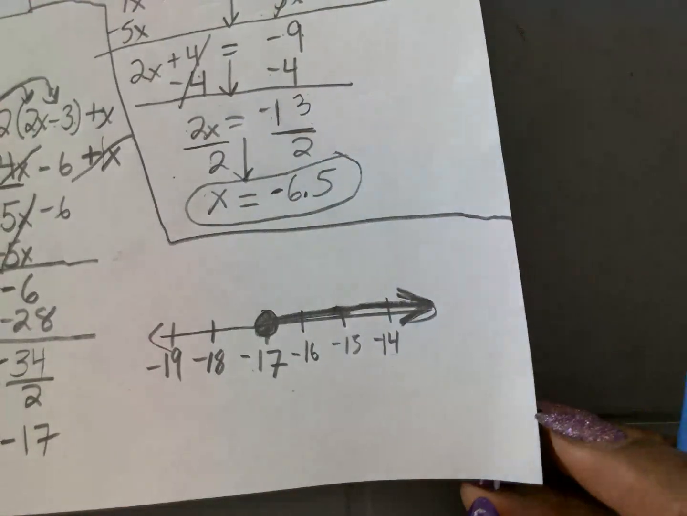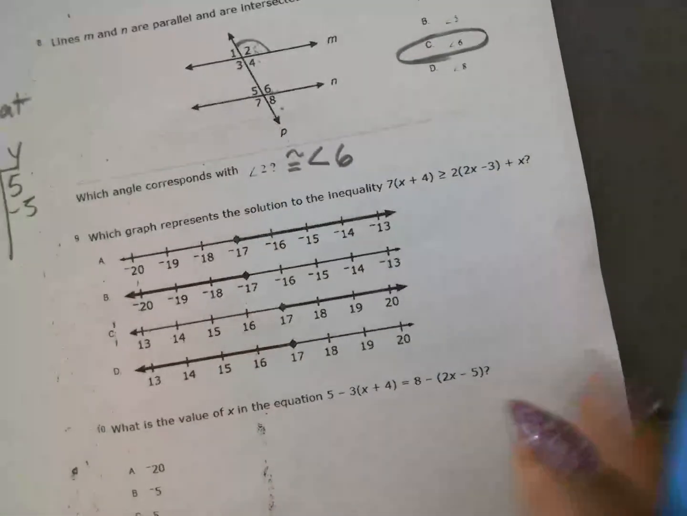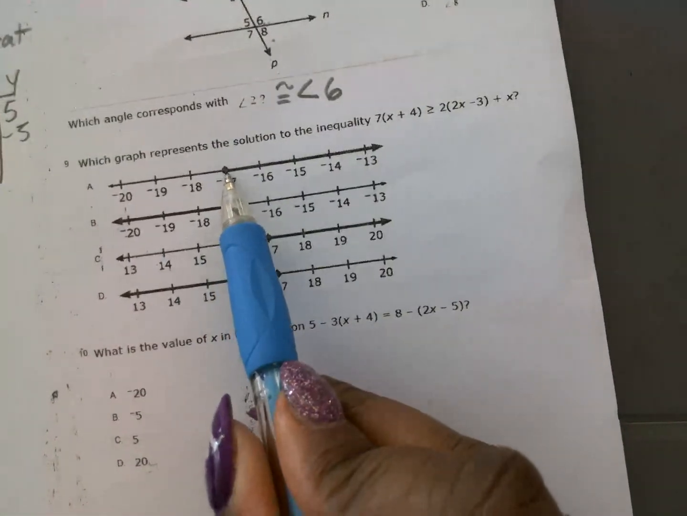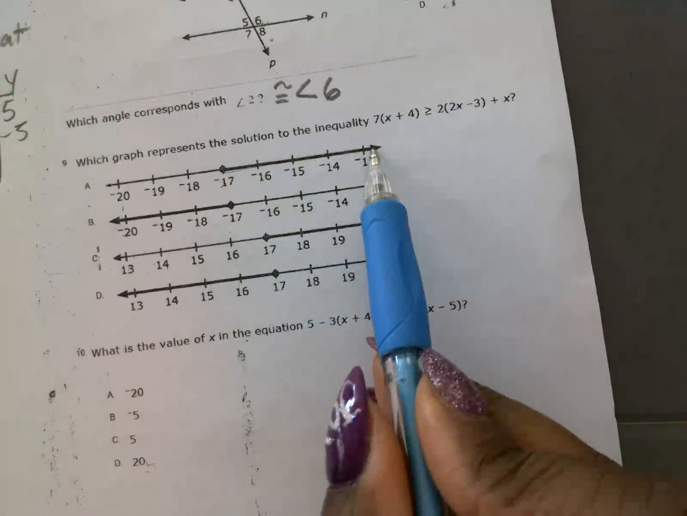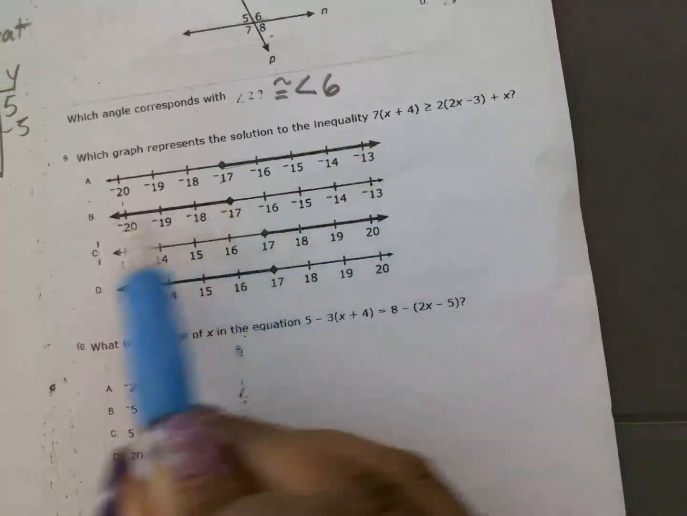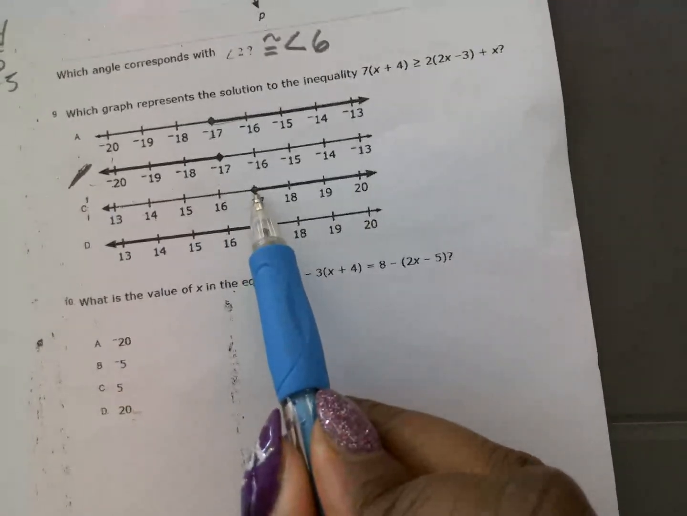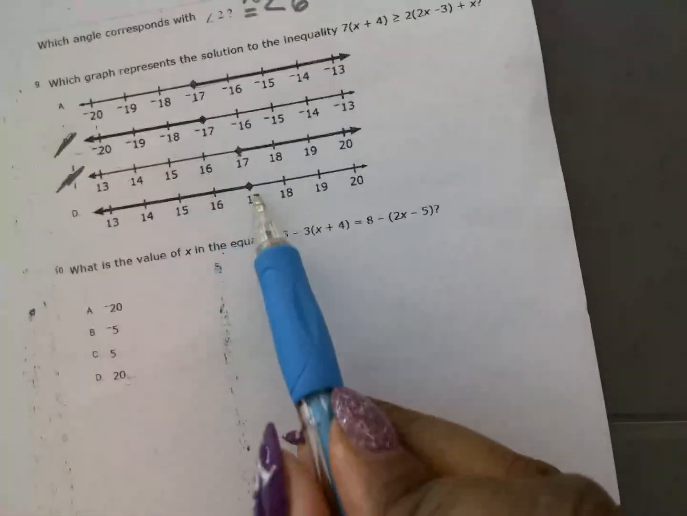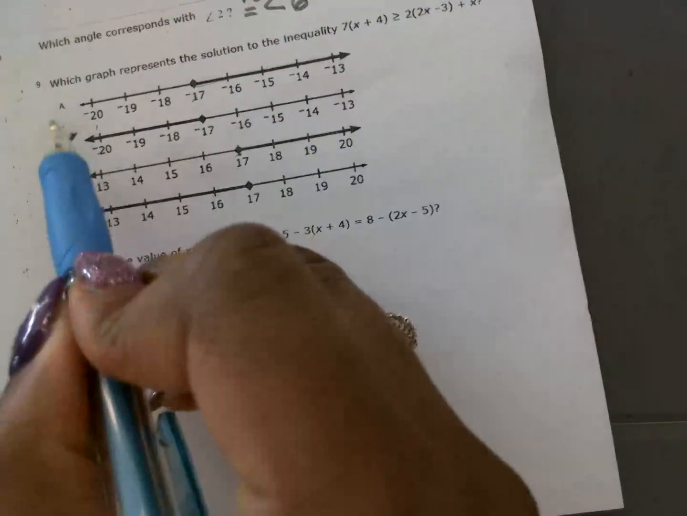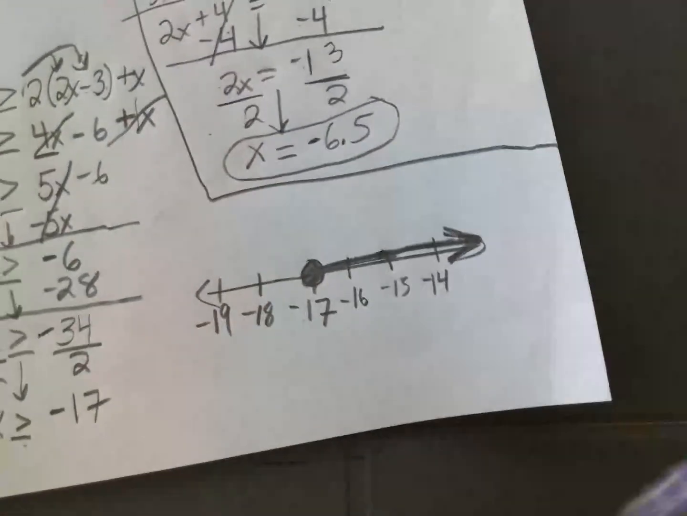So now when we look at this, we got negative 17, closed circle, shade this way. Good job. Negative 17, this looks like less than, no. This is positive 17, no. Positive 17, no. The answer here is A, okay? Negative 17. All right.